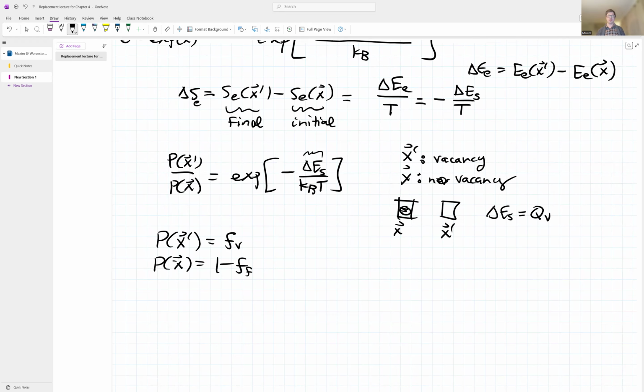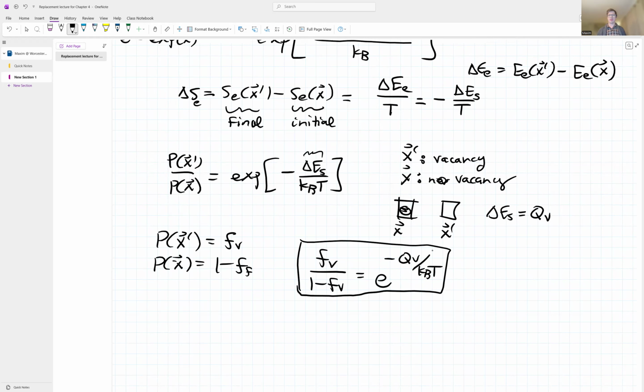So then you can see that fraction of vacancies over 1 minus fraction of vacancies is equal to e to the minus Q_V over kT, which is the formula that we use in the book. Of course, this assumes that all atoms are equivalent, so all lattice locations are sort of the same.